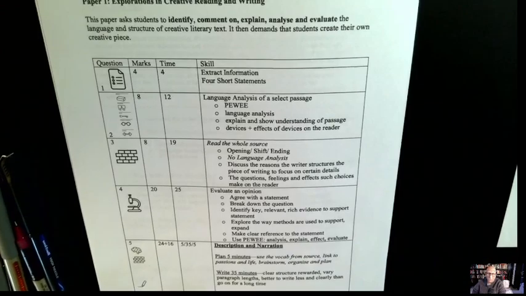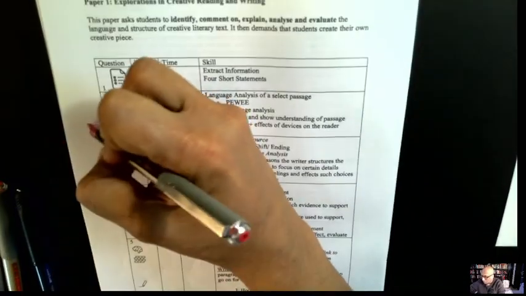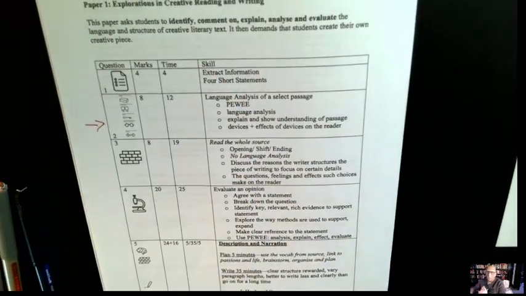But that's not what we're going to look at today. What we're going to look at today is Question 2, language analysis. What does language analysis mean?